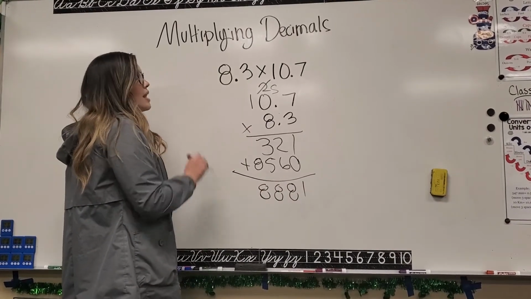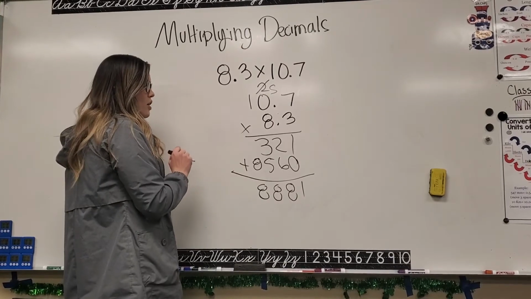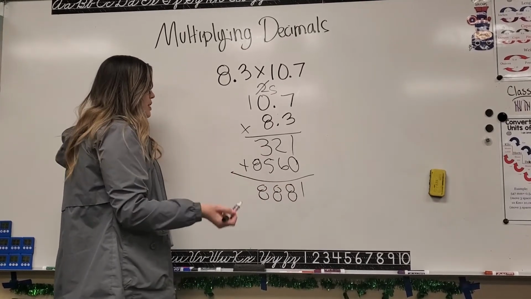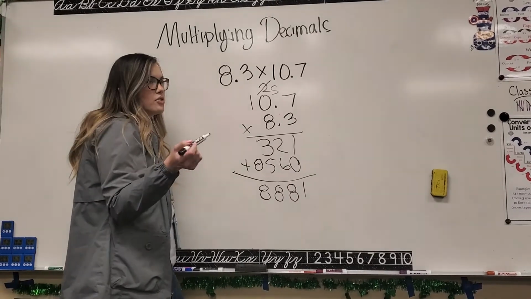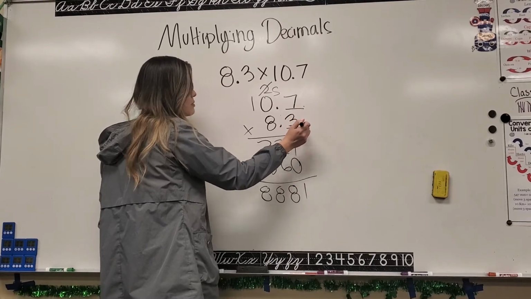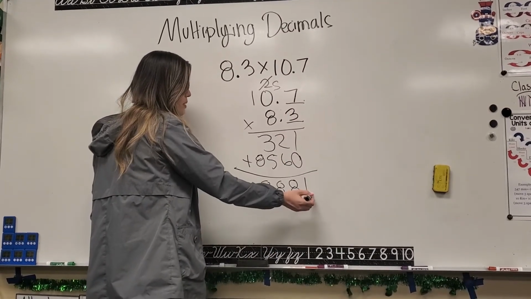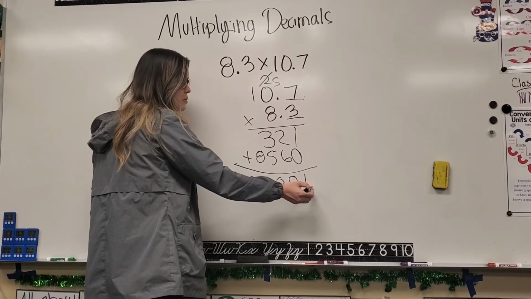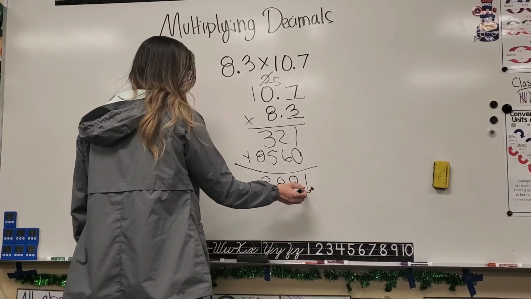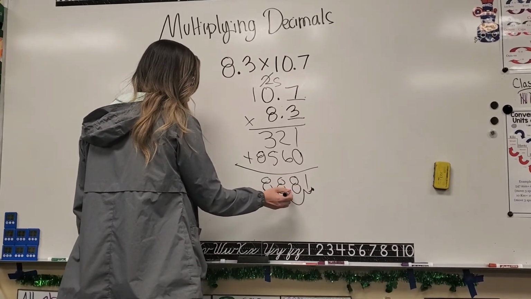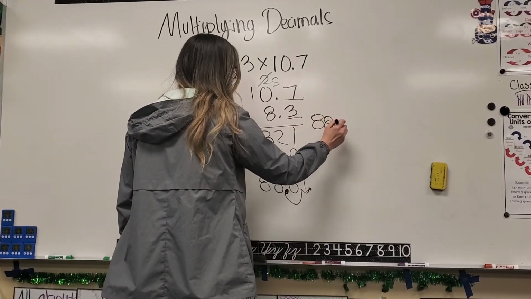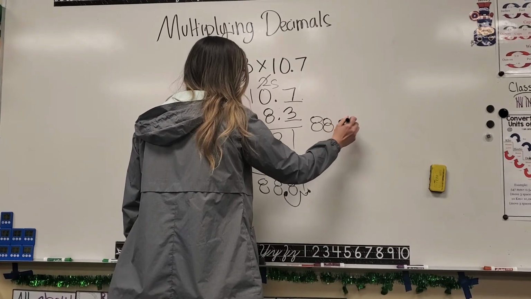Okay. Now I have to figure out where the decimal goes. When I multiply decimals, I count the number of decimal places. So that's the number of numbers after the decimal. So we have 1 here, we have another here, so that is 2 decimal places. So I start from here at the end, and I'm going to count 2 decimal places to the left. Yes, to the left. 1, 2. My decimal ends up here. So my answer is going to be 88 and 81 hundredths.